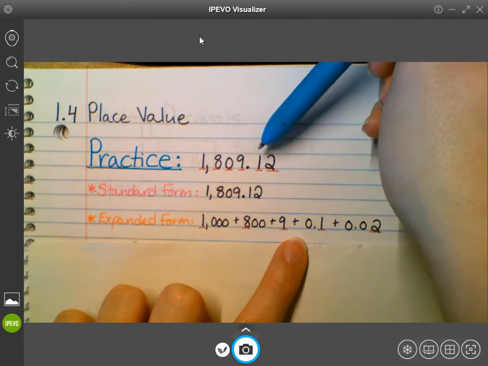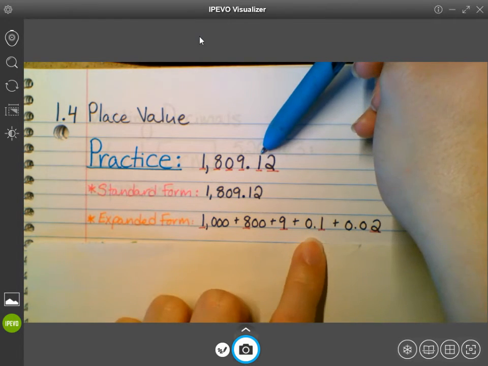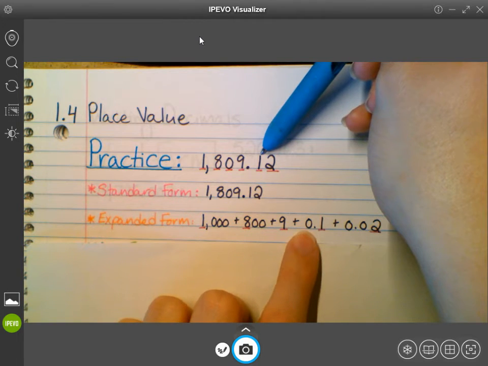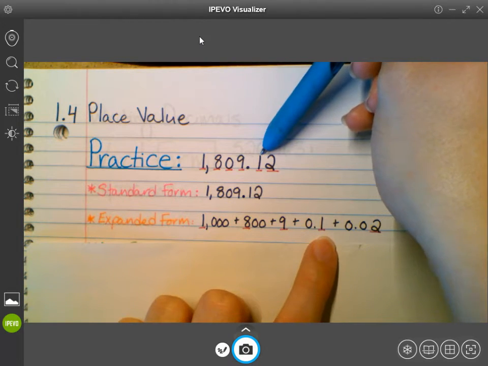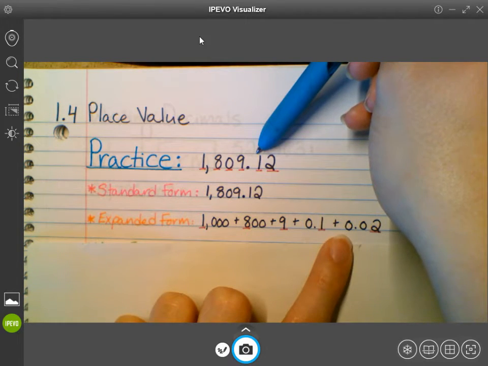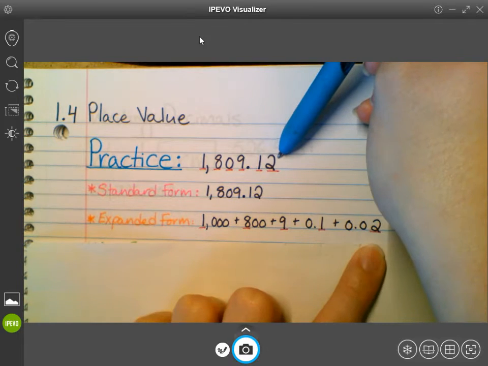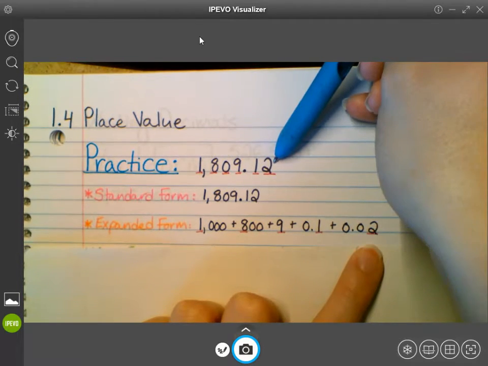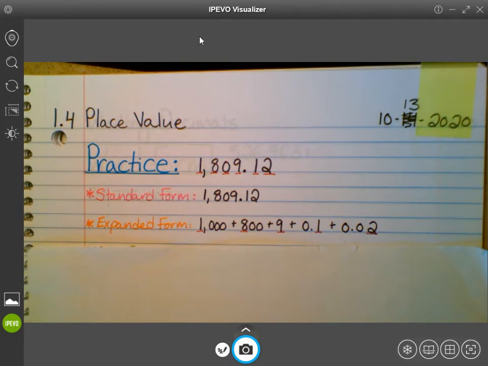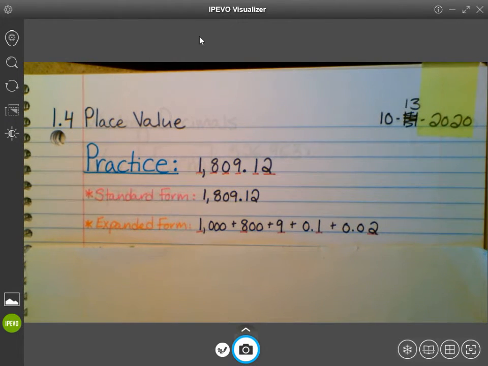But then we're adding it to the next one, which is in the tenths place. So then we're adding 0.1. That's the value of the 1, 1/10. Plus, then we have 2 hundredths because it's in the hundredths place. So expanded form, you're expanding the number and you're adding each of its place values together. That's why we call it the expanded form, because we're expanding it.